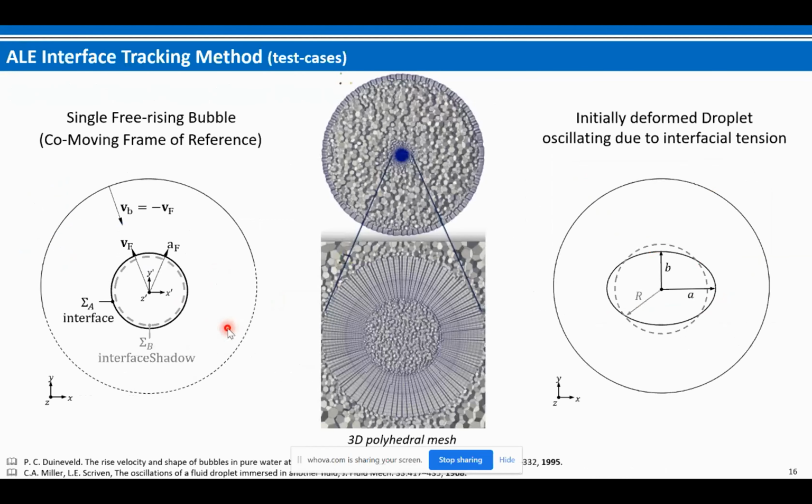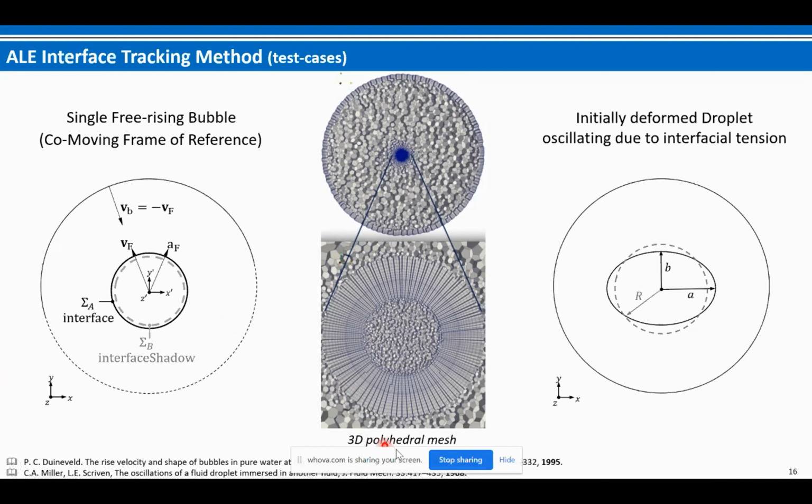The other two cases I'm still working on. The first one, on the left, is a single free rising gas bubble in quiescent water. We use a co-moving frame of reference. This is an experiment from the first reference in my slide. The bubble is released as a sphere with zero velocity, then it accelerates until it takes a final shape and reaches a terminal rise velocity value, which could then be used for validation.